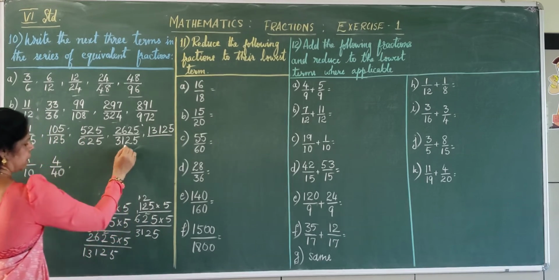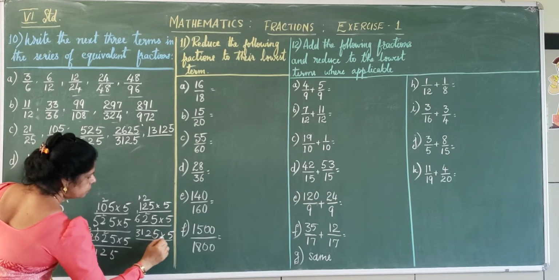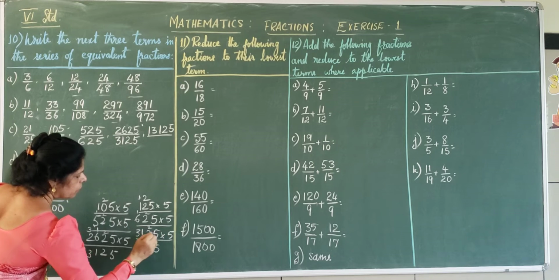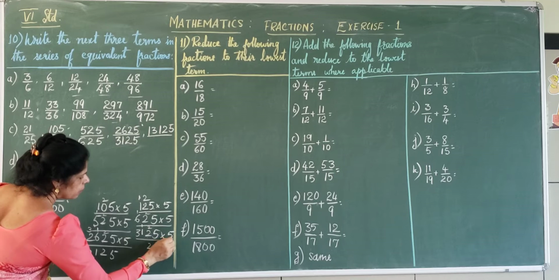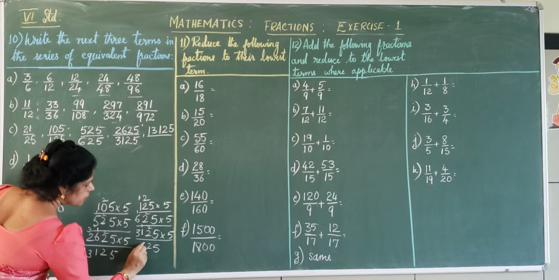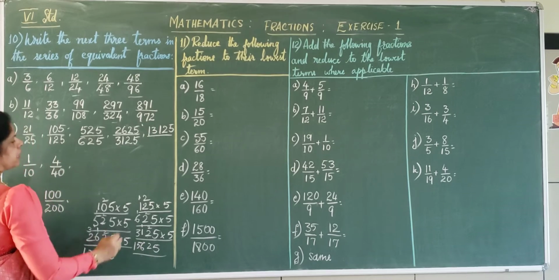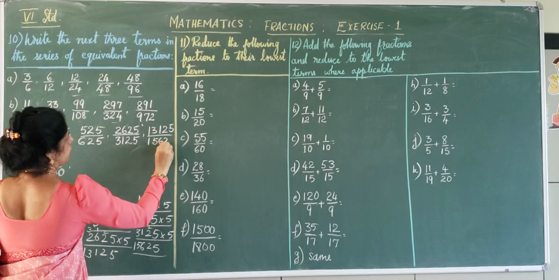Now multiply again 3125 by 5. 5 5s are 25, carry 2. 5 twos are 10. 10 plus 2, 12. Carry 1. 5 ones are 5 plus 1, 6. 5 threes are 15. So it is 15,625.